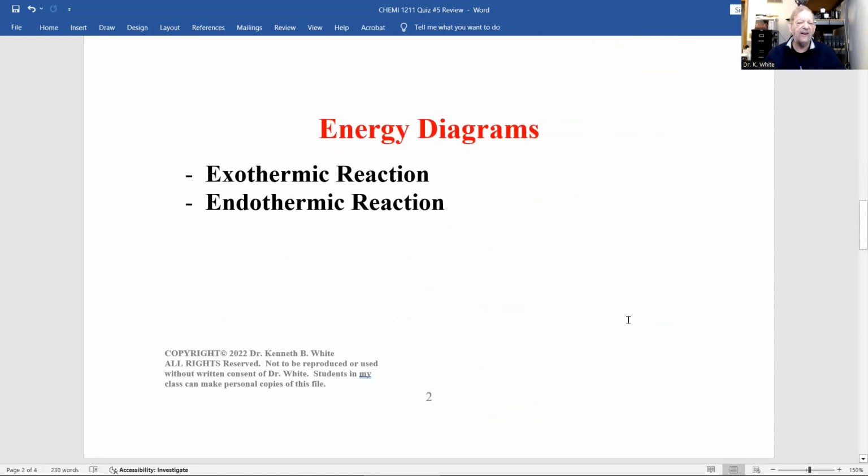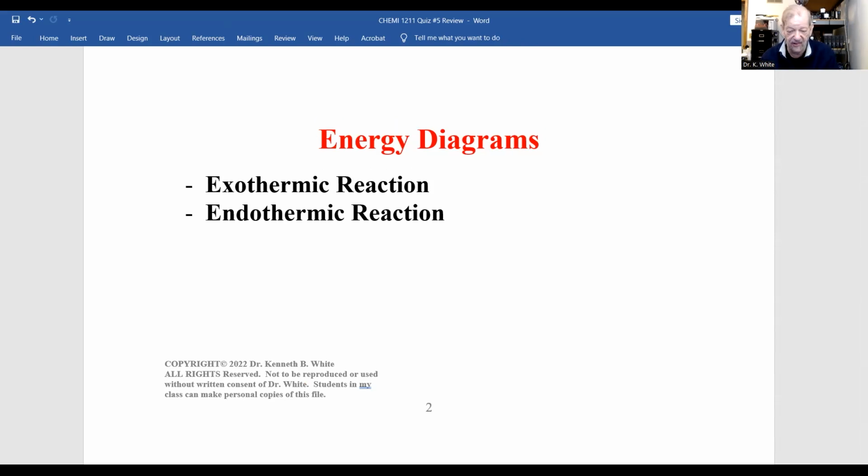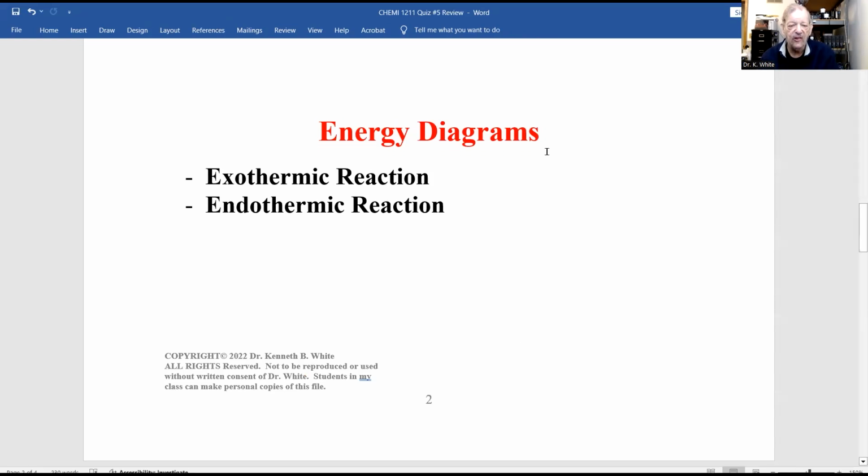Now, next I talked about energy diagrams. An exothermic reaction, you should know that's one that gives off heat. And an endothermic reaction, that's one you have to put heat into to go. So let's look at the energy diagrams for that.